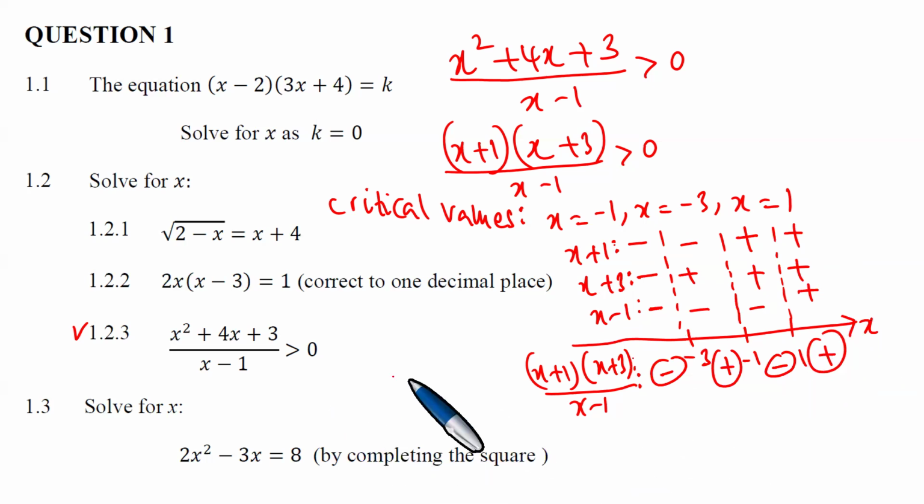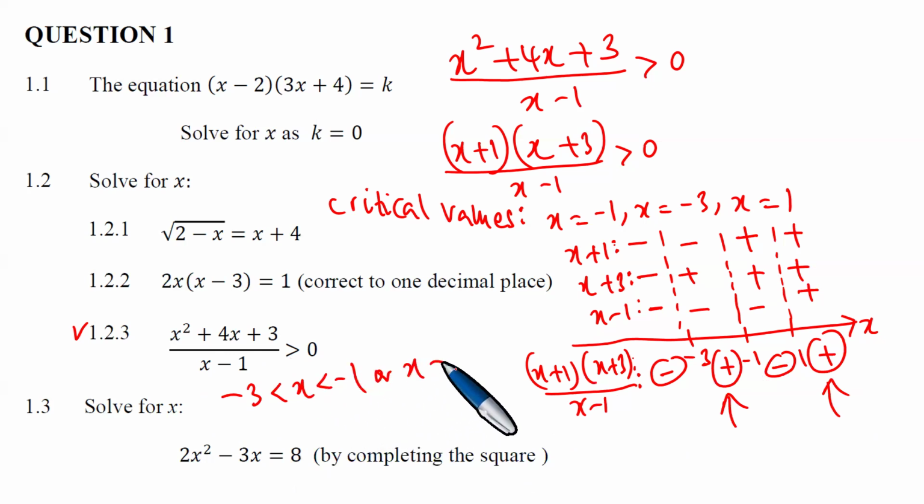So in the end, now you want to write the answer to this one. And in the grade 11 exam, to write the answer to this one, you have to take note of the fact that we're looking for where this is positive. Positive is here and positive is there. Right, so which means that the answer would be between minus 3 and minus 1, or x bigger than 1. When x is bigger than 1, you still have the positive there. So that is what we have.